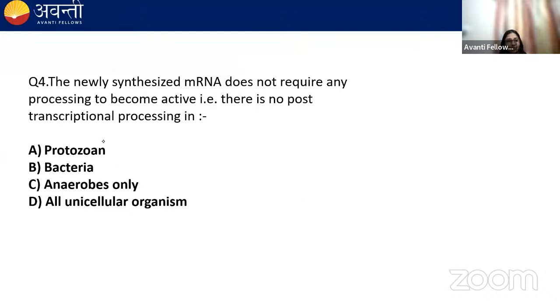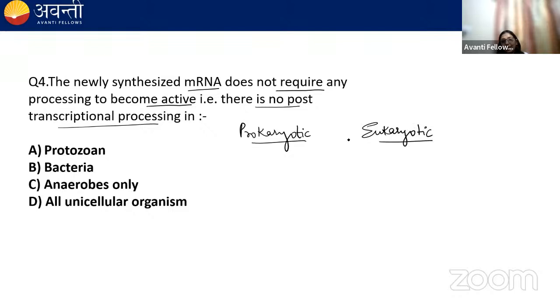Very good, Tisha. So the newly synthesized mRNA does not require any processing to become active. There's no post-transcriptional processing. We have studied 2 types of cells, as I told you yesterday also: one is prokaryotic and the other is eukaryotic. In prokaryotes, transcription takes place in the cytoplasm, because they don't have a well-defined nucleus or nuclear membrane. Prokaryotes lack introns.